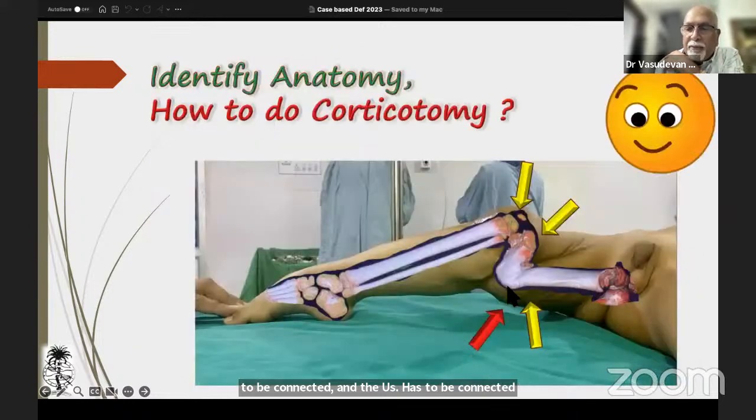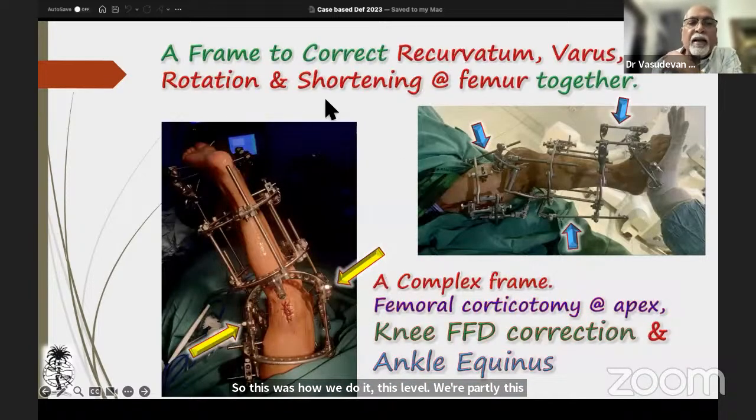So this was how it was looking. I have to do an osteotomy at this level, because partly it is healed here. I have to do an osteotomy. So this was the hinge looking like, the frame looking like. The frame to correct recurvatum, varus, rotation, and shortening at the femur all together. A complex frame, the femoral osteotomy from the back, where the apex, knee FFD correction, and the ankle equinus correction.